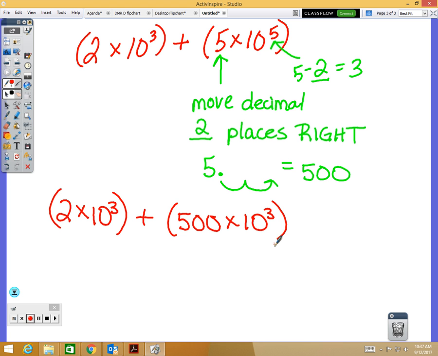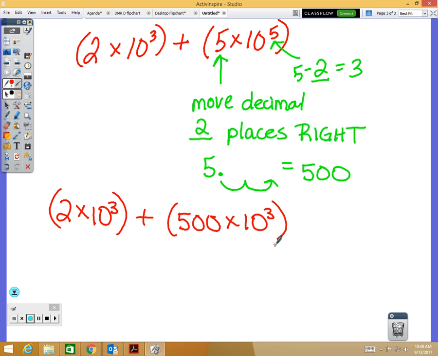Let me take questions before I move on to the next part. Do you understand why I chose 2? Why I moved it 2 places? Tommy? 5 is 2 more than 3, right. So that's where that 2 is coming from. I'm not just kind of making it up. I needed to change the 5 to a 3, so I had to subtract 2, which means I needed to move it 2.